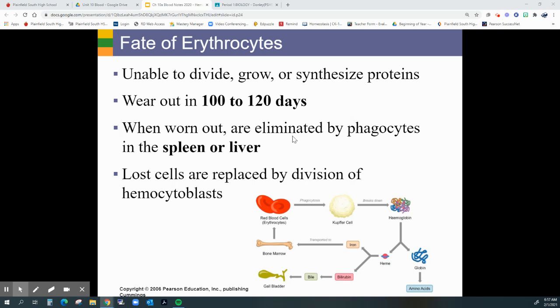Once they're worn out, they actually get eliminated by phagocytes, and this is done in both the spleen as well as the liver. This is also why if somebody has like mono, which is an infection, their spleen becomes enlarged, because their spleen is filtering out tons of those worn out or damaged red blood cells. So that's why it becomes an issue. The lost cells then have to be replaced by that division from those hemocytoblasts.